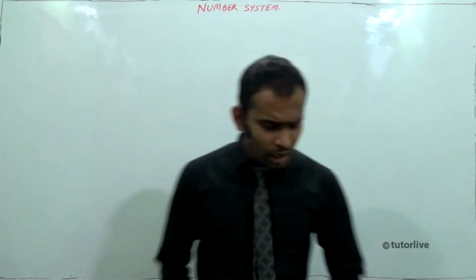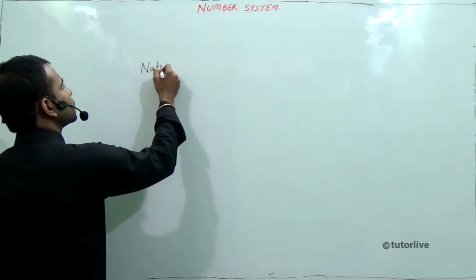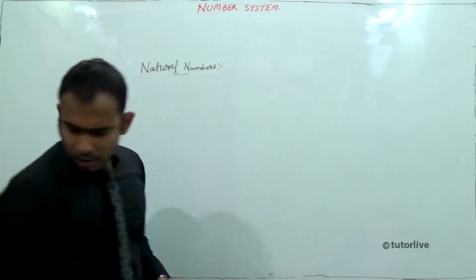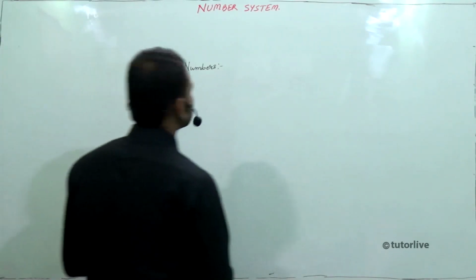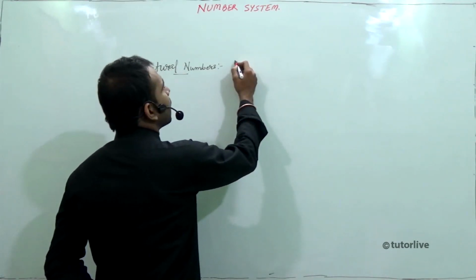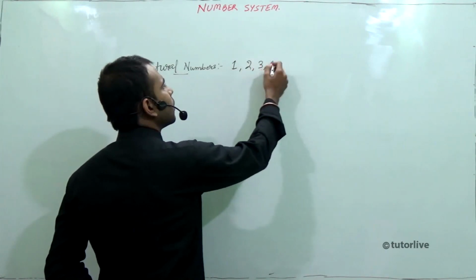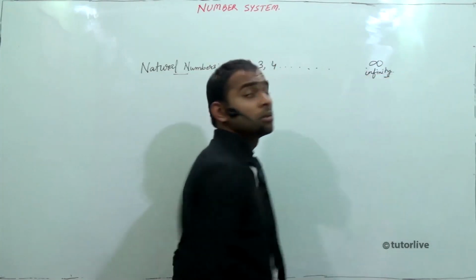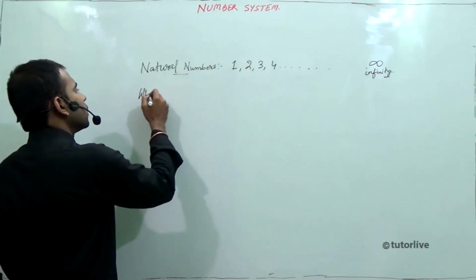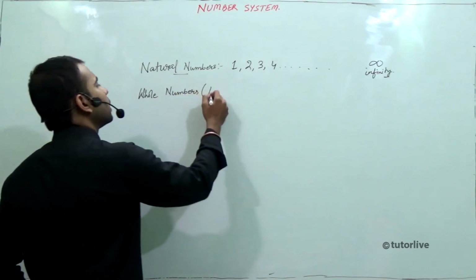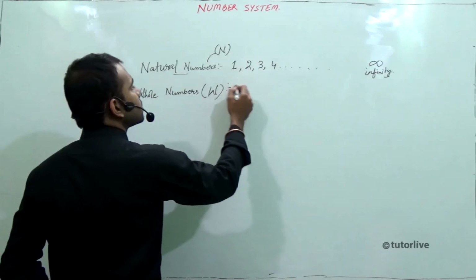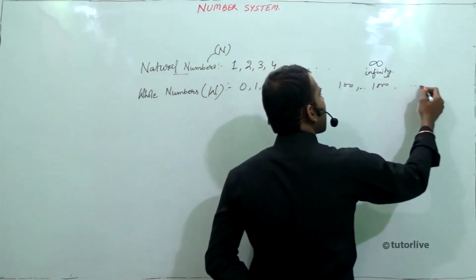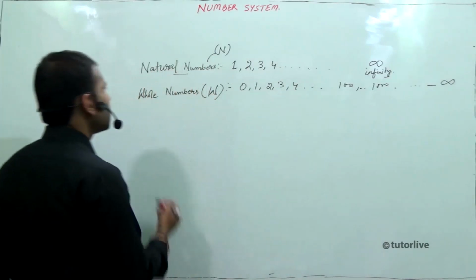Let's start with the natural numbers. What are natural numbers? Natural numbers start from 1 and go on up till infinity. Infinity, the value, we don't know. Whole numbers are denoted by W, natural numbers by N. Whole numbers start from 0, 1, 2, 3, 4, and so on, 100, 1000, lakh, up till infinity again. These are natural numbers and whole numbers.